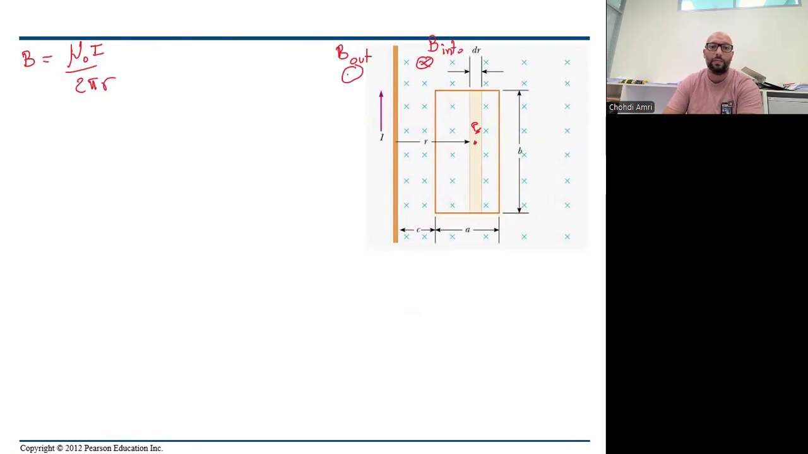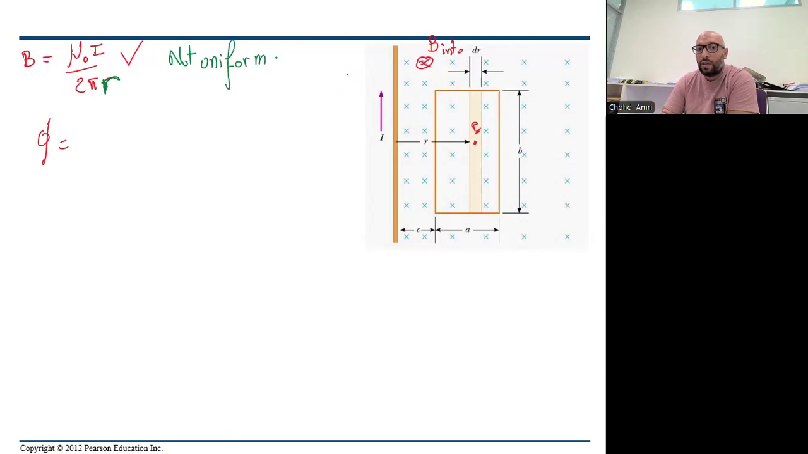And that's all. What is the magnitude of this magnetic field? Mu naught I over 2 pi r. That's all. So we are done with the magnetic field. Let's write the equation of the flux. Here, the magnetic field is not constant. It depends on the location of P, because we have this variable r. So our magnetic field is not uniform.